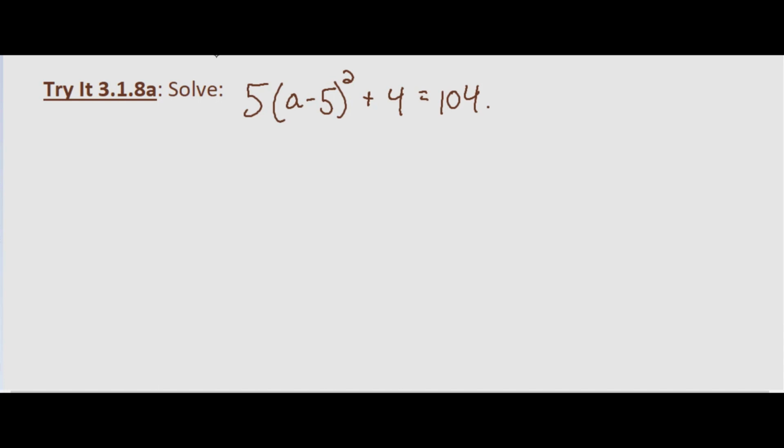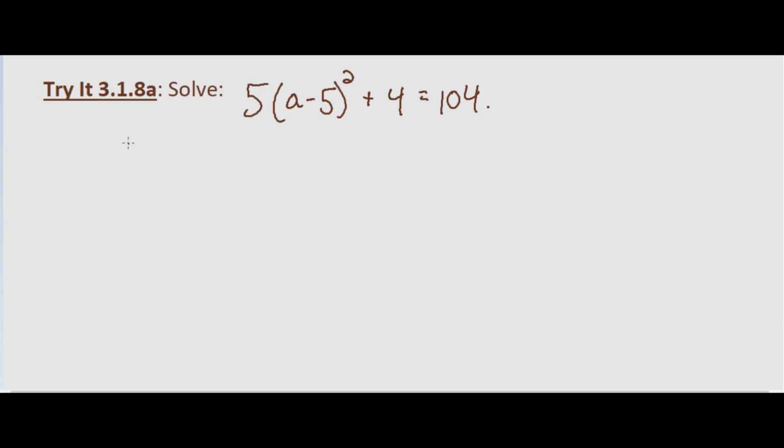So as is the case with every problem thus far involving the square root property, our first step with 5 times the quantity a minus 5 squared plus 4 equals 104. Our first goal, rather, is to isolate the binomial term, the term with the variable that's being squared. So we subtract 4 from both sides first.